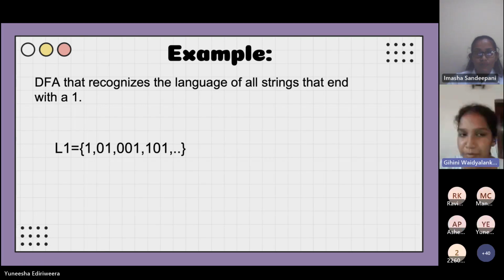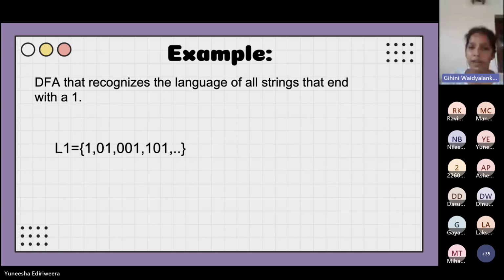Thank you, Masha. So now we'll see how to draw a DFA. We have taken an example of a DFA that recognizes the language of all strings that end with a 1. I have named this language L1, and it consists of strings that end with a 1. I'm assuming that this language has only binary inputs. Therefore, this language will consist of strings such as 1, 01, 001, 101, etc. Now we'll design a DFA for this language. Next slide.